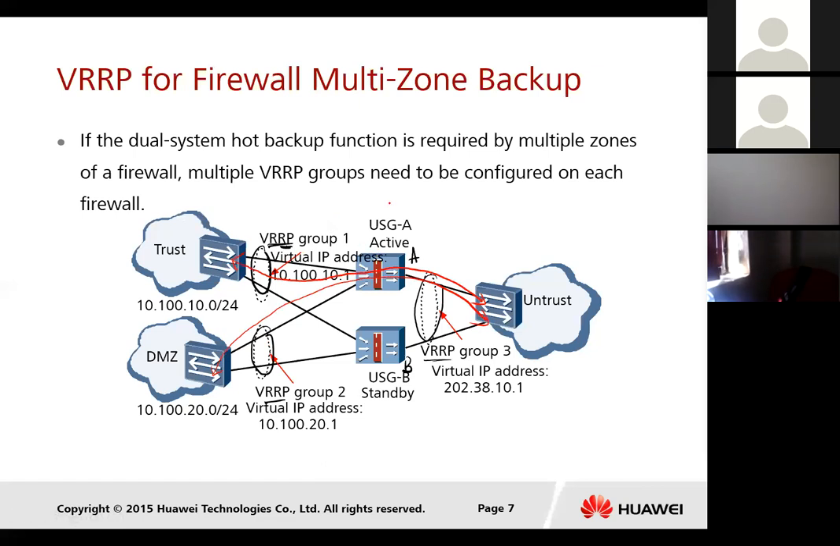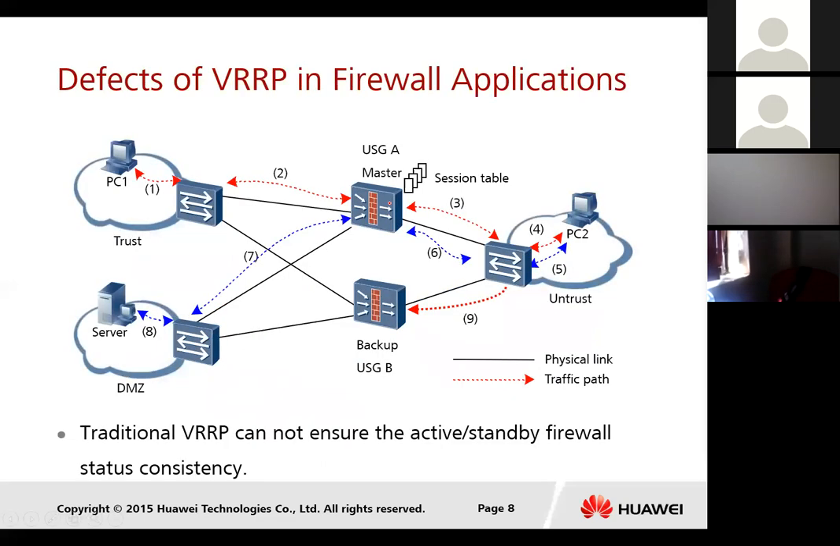But what happens when they detect a failure of the connection? When the link connection goes down on this interface, the traffic from the PC in the trust going to the untrust, which earlier on, before the link failure, was going this way, now needs to go to the backup. But after the backup receives it, the backup will drop the traffic.